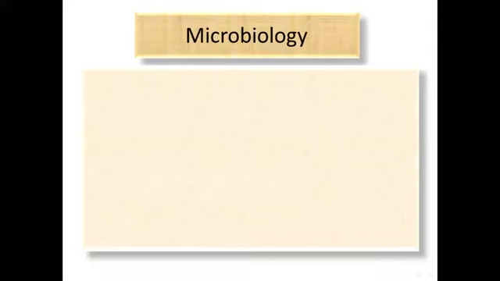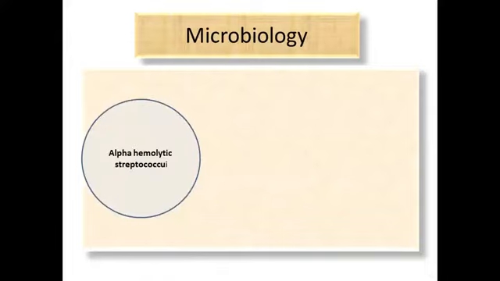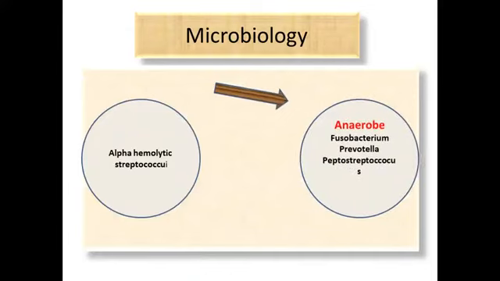Microbiology. Osteomyelitis is considered an opportunistic infection, and the microbe involved varies according to the cause. When the causative agent is dental infection, a mixture of alpha hemolytic streptococci and anaerobes like Fusobacterium, Prevotella, Peptostreptococcus are implicated. In contrast to long bone, which is caused by Staphylococcus aureus.